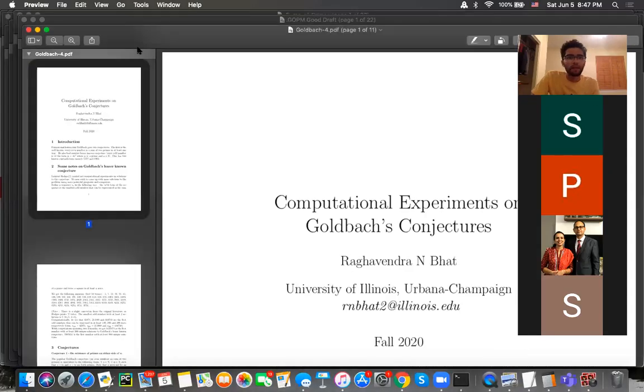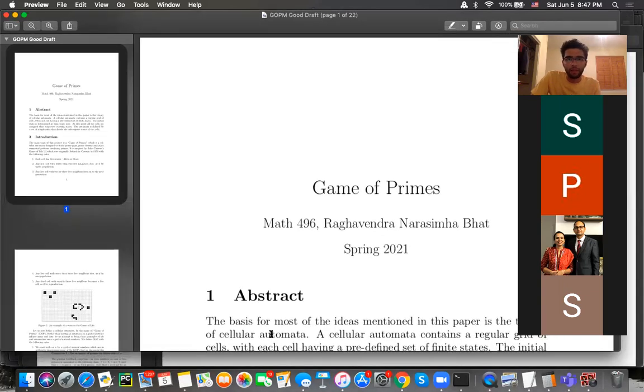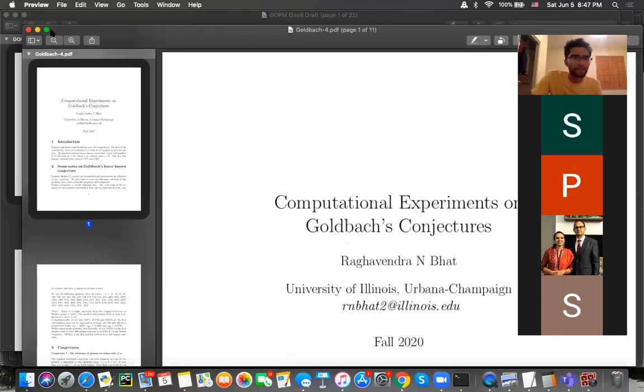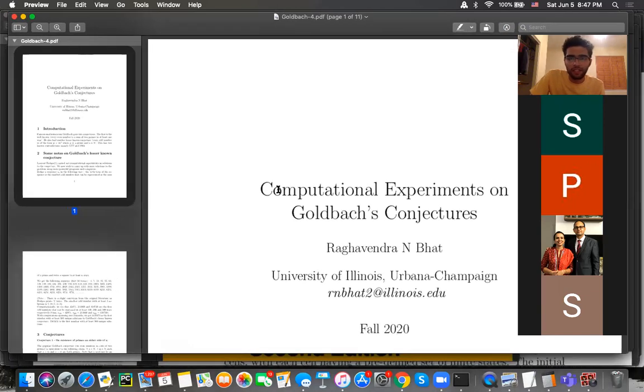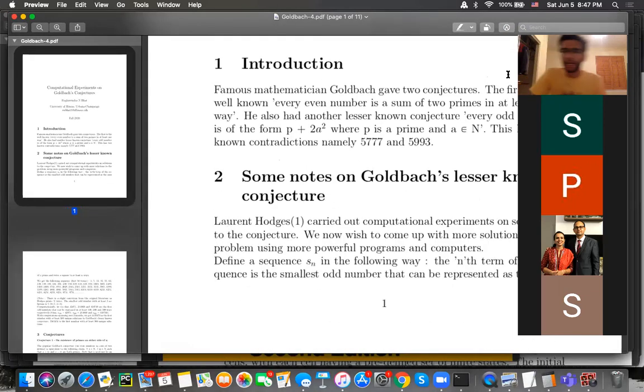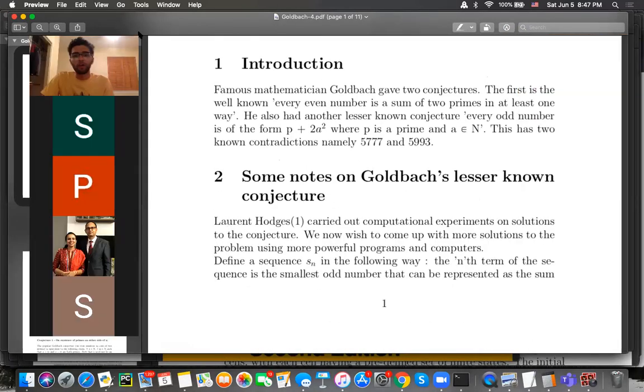So let's take a look at this paper, or not this one. Yeah, this one. So this was written way back in fall of 2020, and what I did was I was looking at a certain paper written by another mathematician called Laurent Hodges, and he had done a few things on the Goldbach conjecture, and I wanted to write a little bit of a commentary on his work and try to come up with more examples for some of his claims.